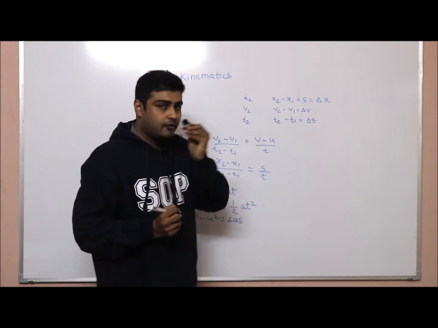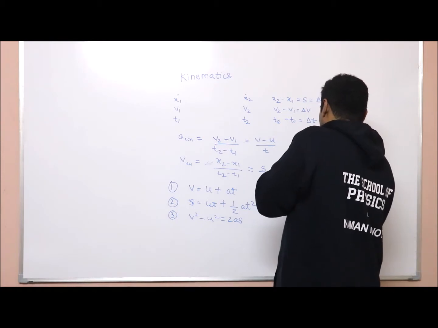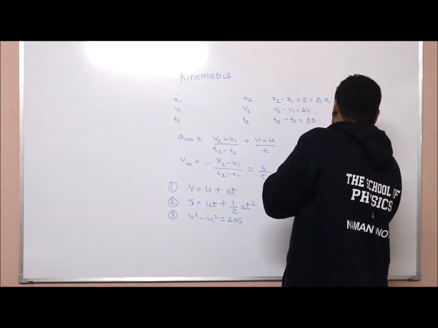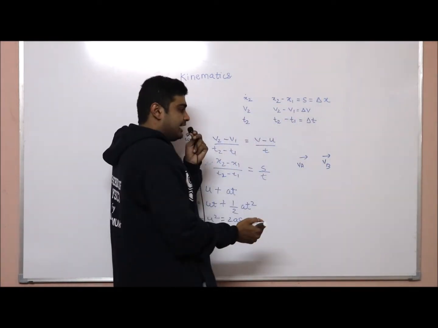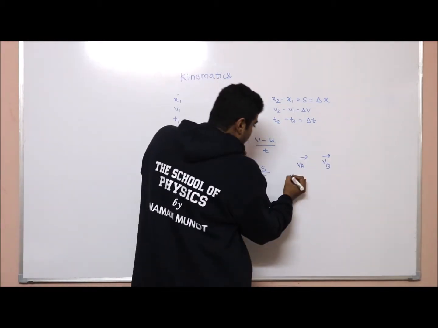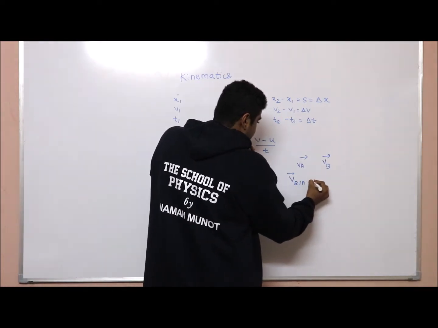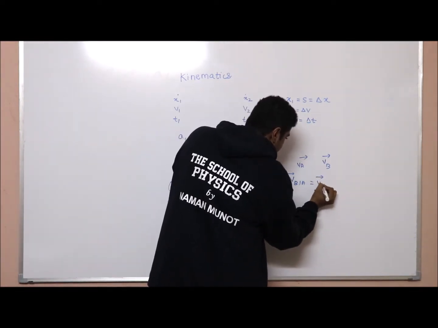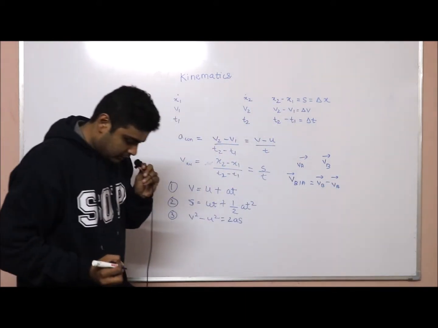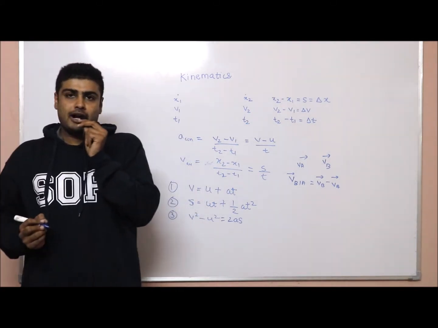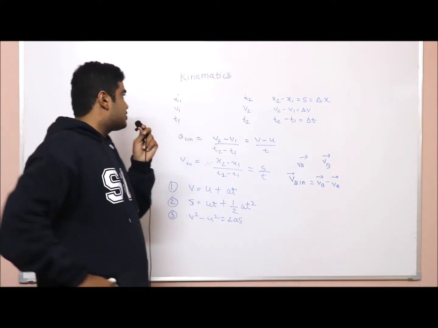And in case of relative velocity, suppose there is this particle A going with a velocity VA and there is this another particle B which is going with this velocity VB. So relative velocity of B with respect to A is equal to velocity vector VB minus velocity vector VA. Now, these were the things that we required for kinematics, and next topic that we come to is projectile motion.